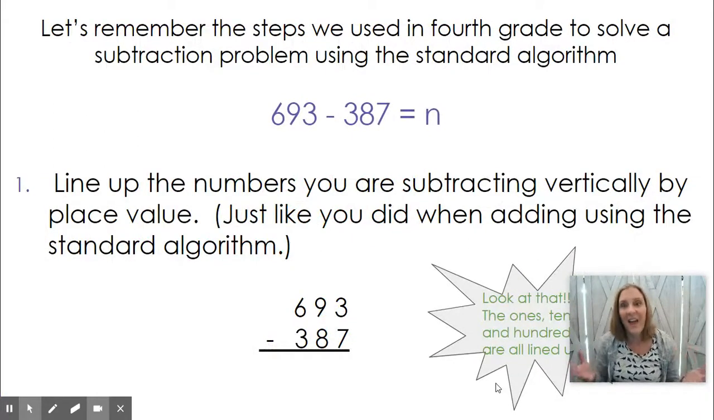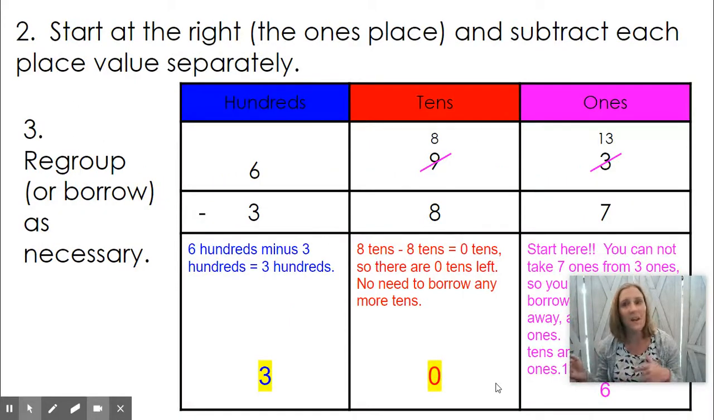So again, let's remember those steps from 4th grade. You line them up by place value, okay? So ones place, tens place, hundreds place. You start at the right and move your way to the left, and you regroup as necessary. We should know that we cannot take 7 away from 3.